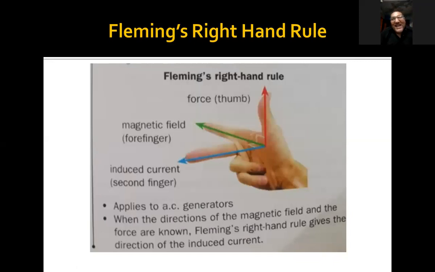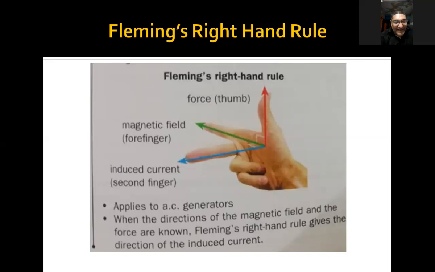You know, we have also learned Fleming's left hand rule. Take your left hand, stretch your fingers in this way, and we have said FMC: force, magnetic field, and current. We have studied Fleming's left hand rule and applied it in the DC motor. But in generators, we use Fleming's right hand rule.